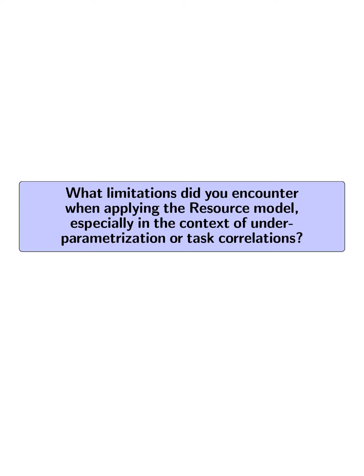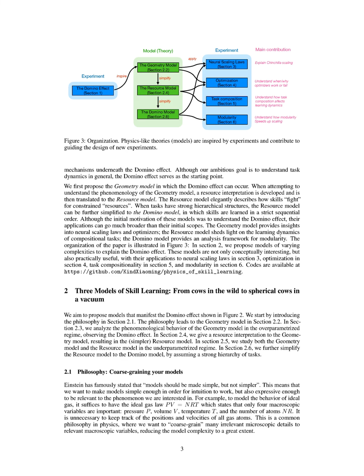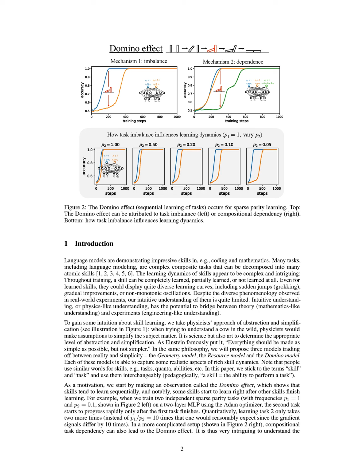What limitations did you encounter when applying the resource model, especially in the context of under-parametrization or task correlations? The resource model encounters significant limitations in the under-parametrized regime, particularly due to the inability to orthogonalize task vectors when the number of tasks exceeds the dimensionality of the model. This leads to inevitable interference among skills, as tasks cannot be represented independently, resulting in non-monotonic dynamics that complicate learning.